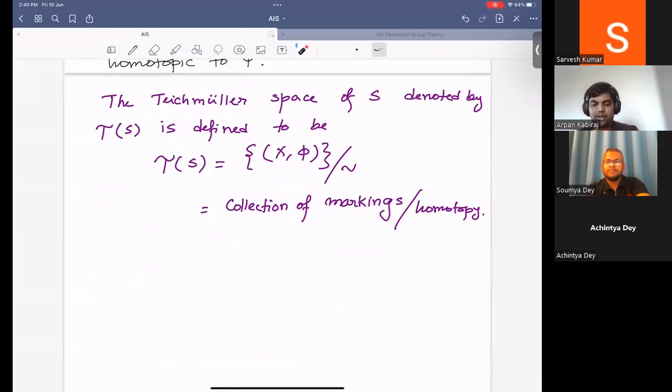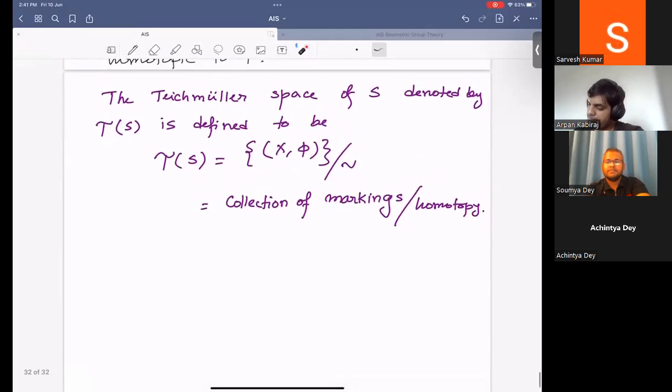So now I will give you some examples, some motivation to explain what type of space we can expect out of Teichmüller space where your surface is homogeneous. I will show you what happens where the surface is a torus. So suppose S is a torus.